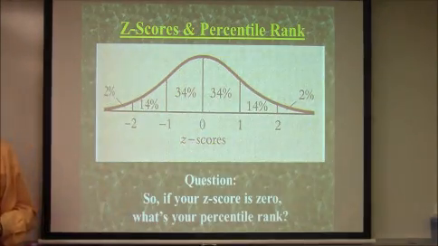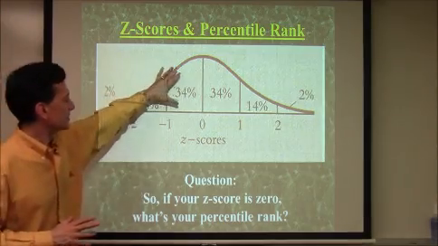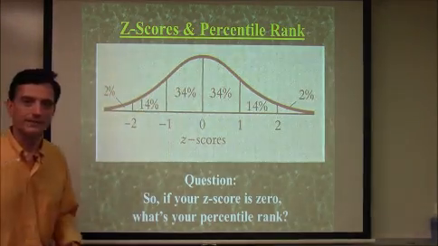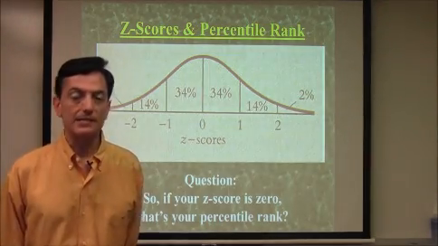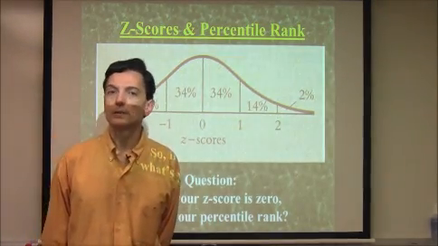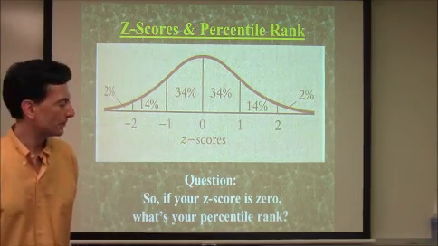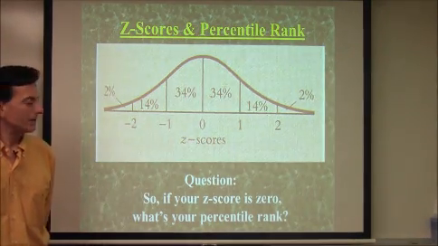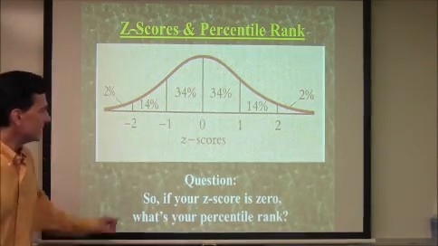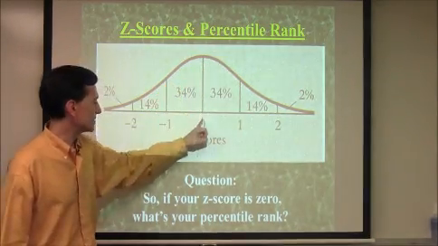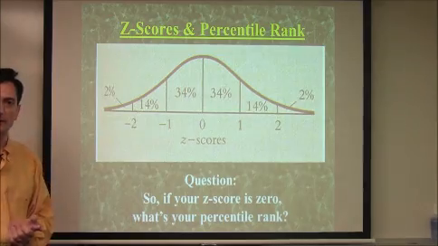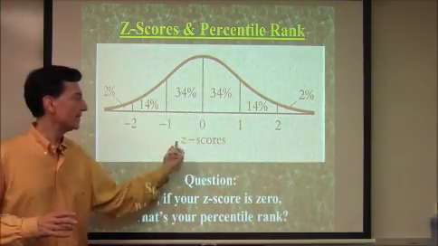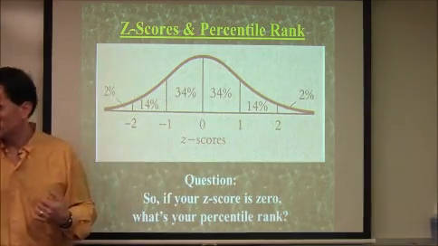Okay, all right, see if we can take another question about this distribution. If your z-score is 0, what's your percentile rank? Remember, the percentile rank is the percentage of scores at or below a given score. We'll let you think about that for a moment. Okay, hopefully you came up with the same answer. If you're here at the 0 z-score, you're at the 50th percentile. Half of the scores are at or below that particular score. In this case, the score is expressed as a z-score.